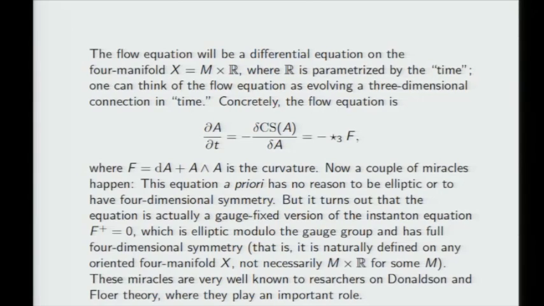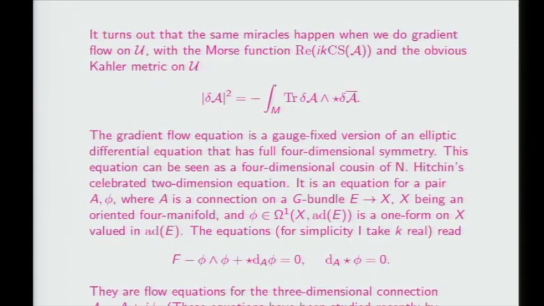Actually, this is part of an answer to, well, there's a magic, which is that this is actually a gauge-fixed version of a 4-dimensional equation that's completely elliptic modulo the gauge group. It's the instanton equation, studied by Donaldson and, of course, also by physicists. Not only is it elliptic, but it has full 4-dimensional symmetry. It's naturally defined in any oriented 4-manifold, not necessarily a product of a 3-manifold times R. So these miracles are well known in Donaldson and Floer theory, where they play an important role.